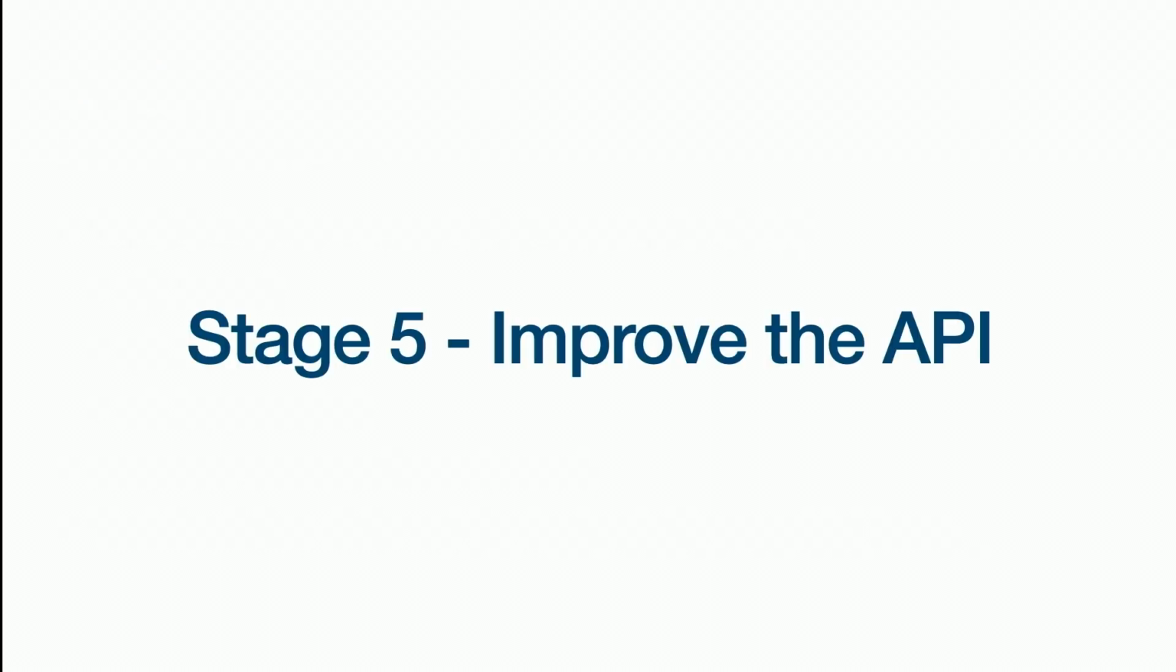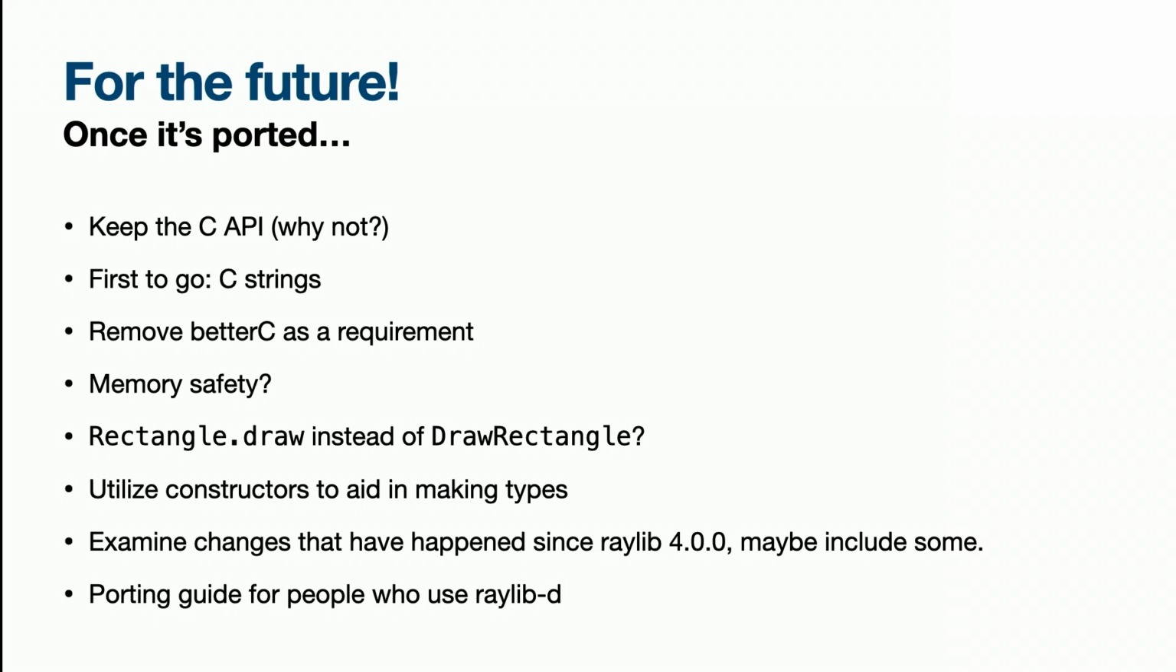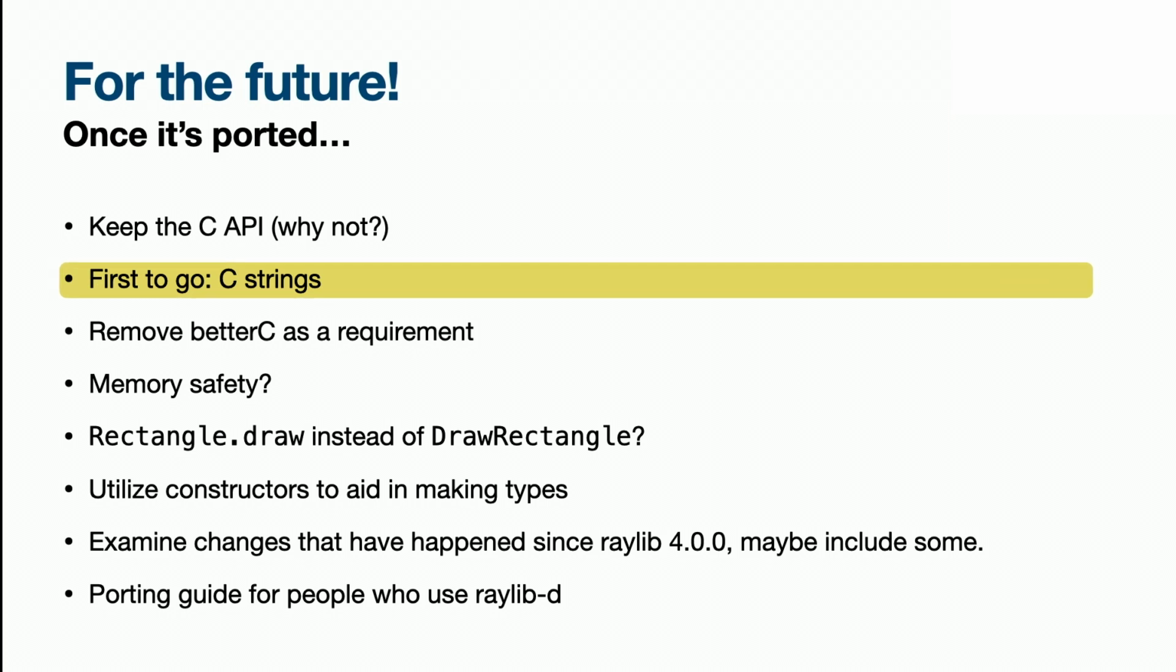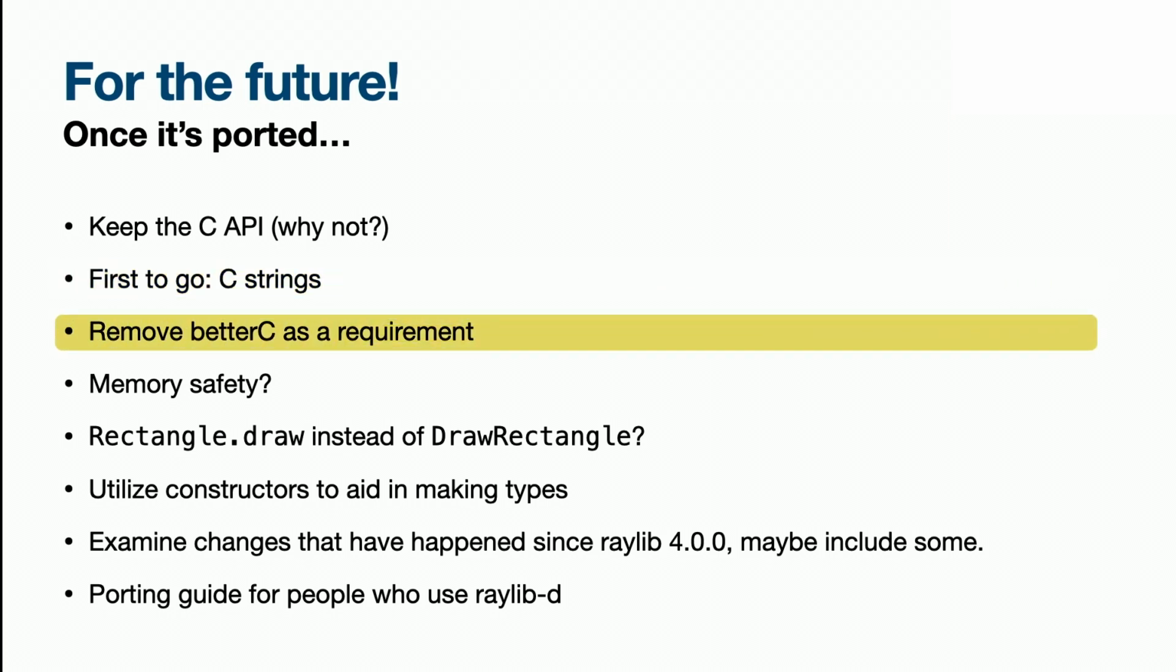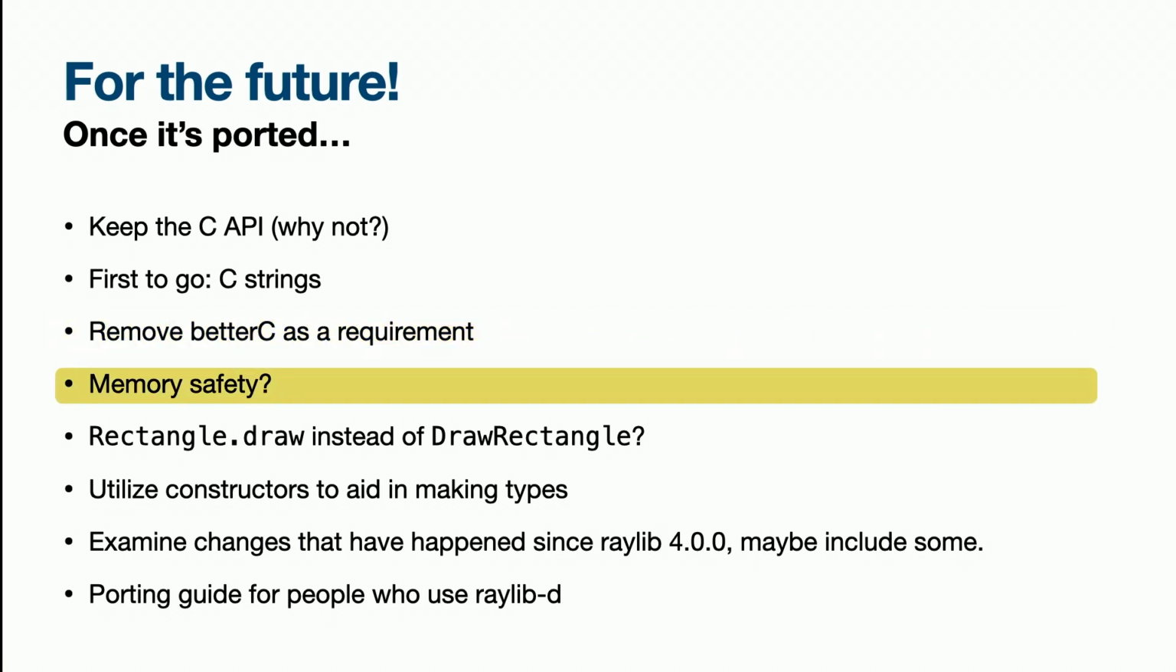And then finally, the last thing for the future, I'm going to keep the C ABI, but first to go, C strings. We don't want those anymore. Better C right now is a requirement so that I can test against all the examples. We'll get rid of that. Maybe some memory safety in there.